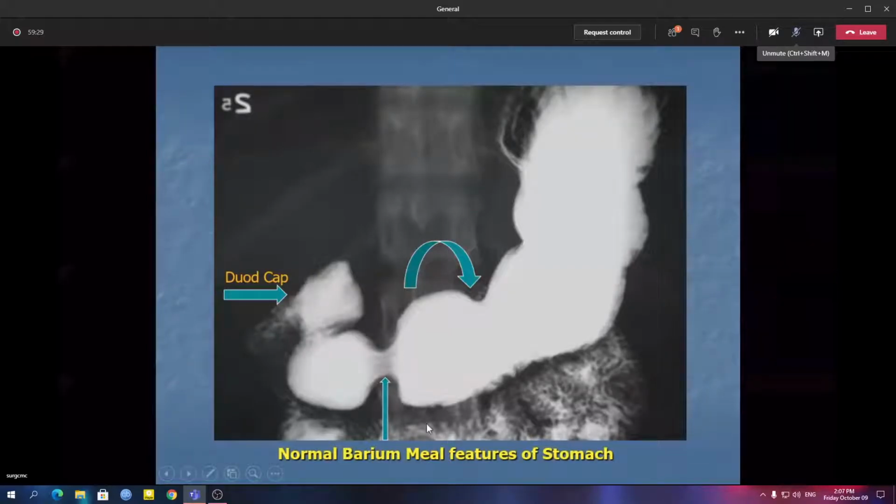Now in these plates you see there are some irregularities here. What is this?